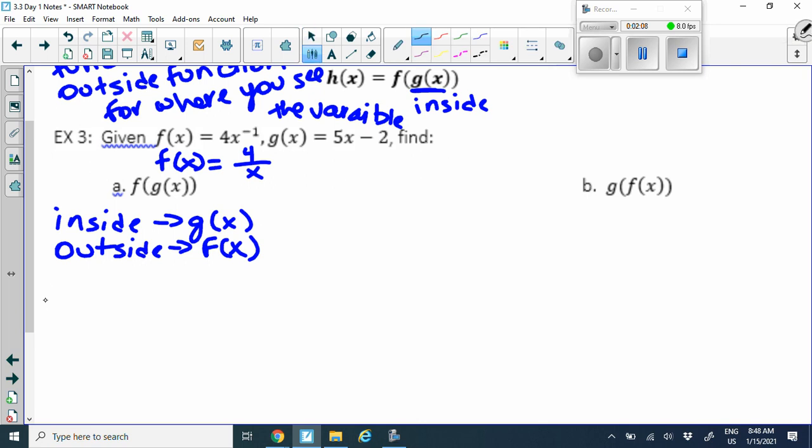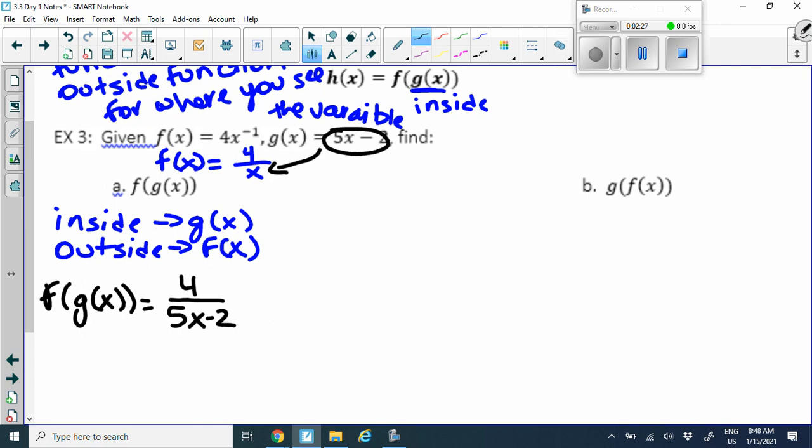Okay, so when we do f of g of x, we're going to take g of x and plug it in for where we see x in the f of x. So that means I'm going to have 4 over 5x minus 2. So I basically just took this whole function and just plugged it into x. That was it. Now let's reverse that.